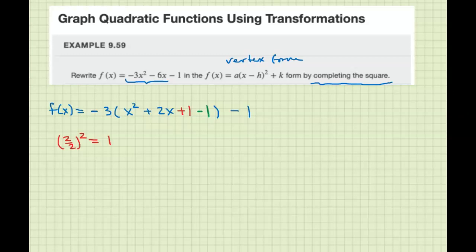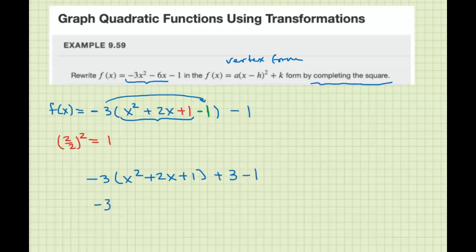Okay, so now we're going to keep this in parentheses, but you want to take this 1 out. So you're going to multiply by the -3 in order to get it out. So you're going to have -3 times (x squared plus 2x plus 1). -3 times 1 gives you plus 3, and then that -1. Now we factor this as a perfect square: -3(x plus 1) squared plus 2. That's our function. So we've put this in vertex form.